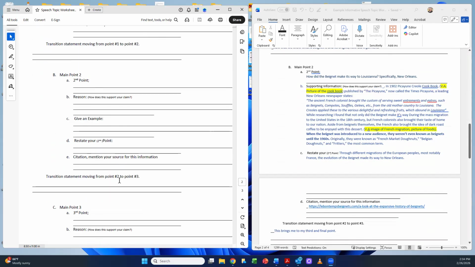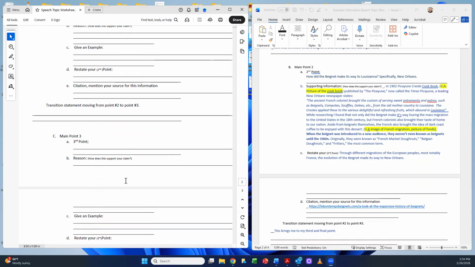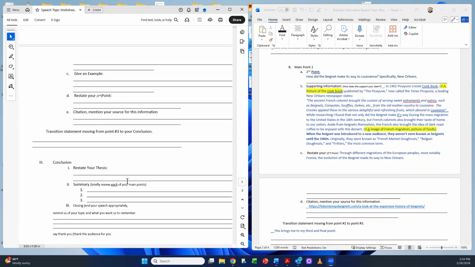It's the same way. This all looks familiar, doesn't it? We did the same thing on the demonstration how-to topic worksheet. Same thing for main point three. Now, in the informative and the persuasive speech, you're probably looking at three main points and then supporting information underneath those main points. The informative is basically a lecture, where the persuasive is trying to persuade your audience to take up a certain action or a certain belief.